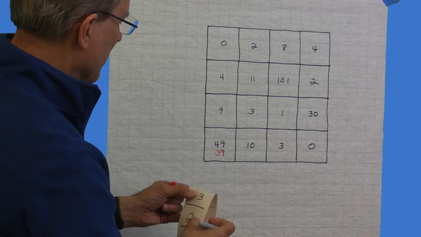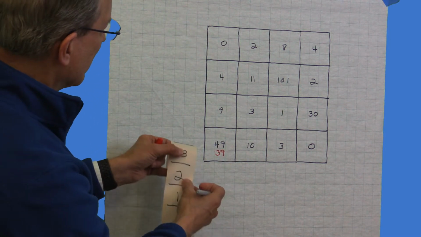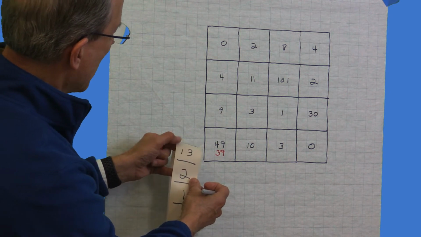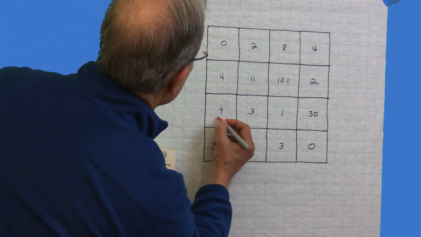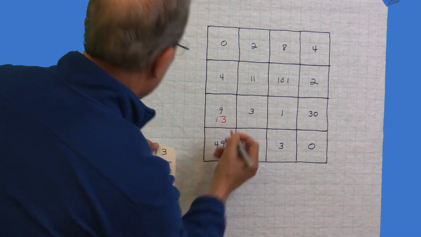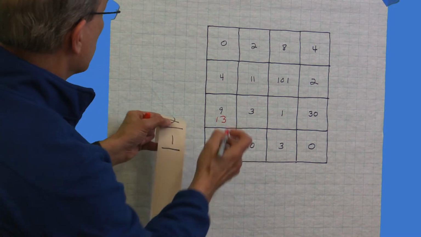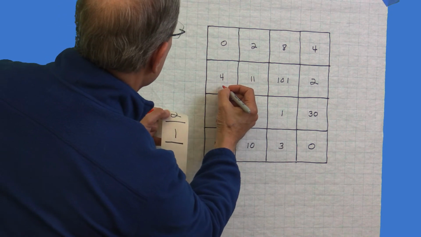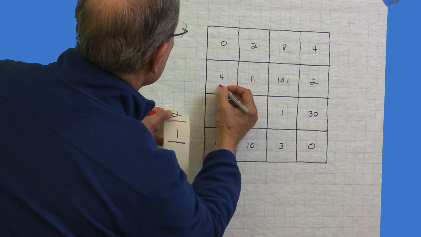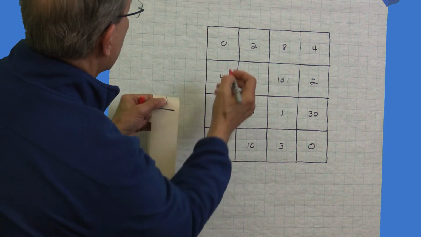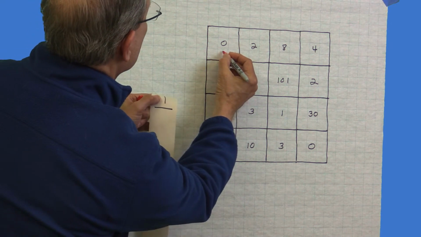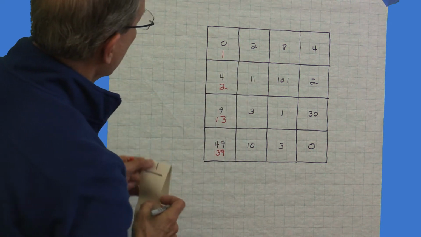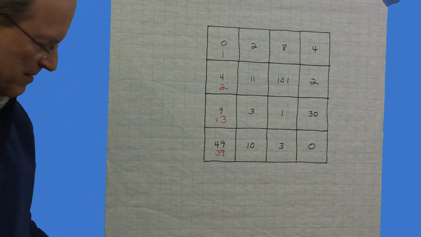Okay. The next number above it in the second row, first column, is a 13. And the next number above that in the first column, in the next row up, is 2. And finally, the top row, first column, the number is 1.